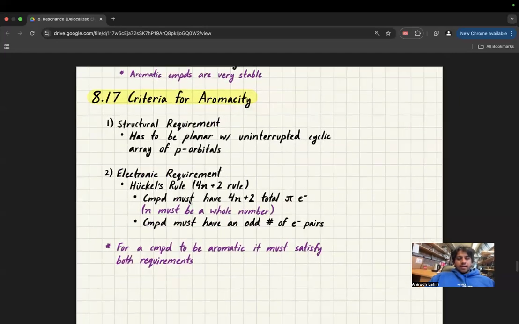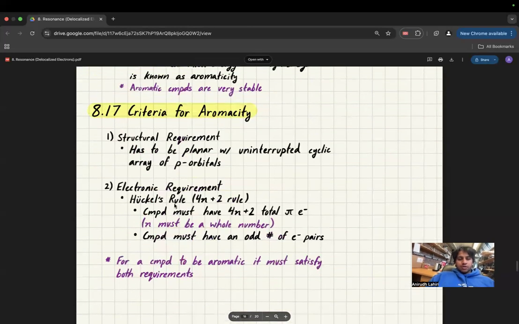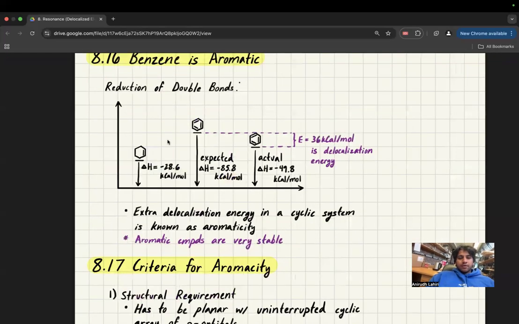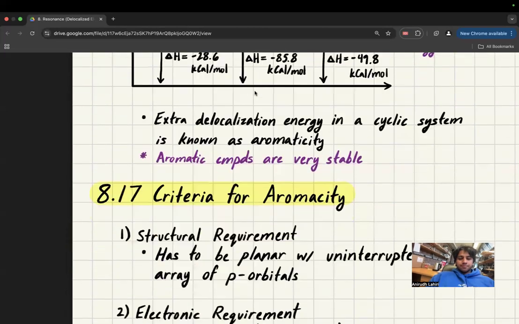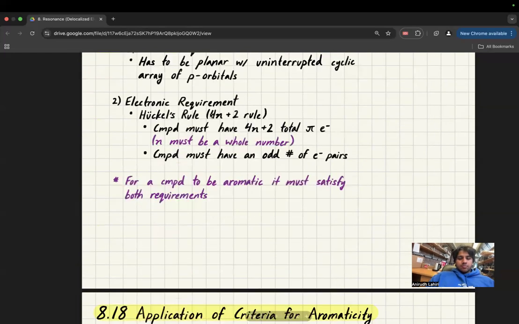So for something to be aromatic, there are a couple of requirements. There are two main ones: a structural and an electronic requirement. For structure, it has to be planar, with an uninterrupted cyclic array of p orbitals. So what is this saying? It just means that we have to have electron flow throughout the whole molecule, right? So we have a double bond here. This double bond can come down here. This double bond can go here. We get this flow, right? When you draw the resonance hybrid, it's a circle. So in a cyclic molecule, when you draw the resonance hybrid, it always has to be a circle. And it has to be planar, so all of this has to be on the same plane.